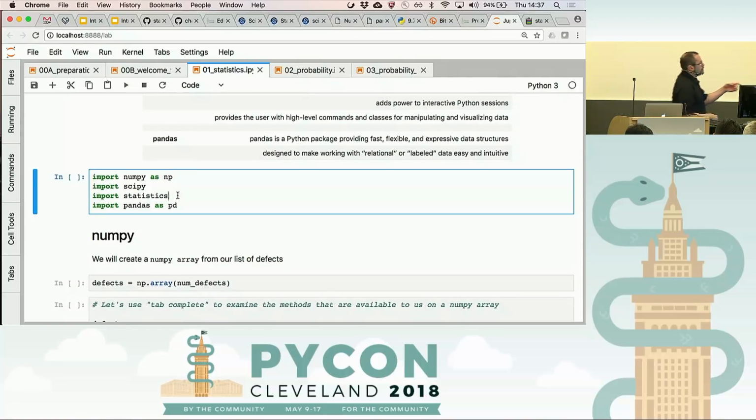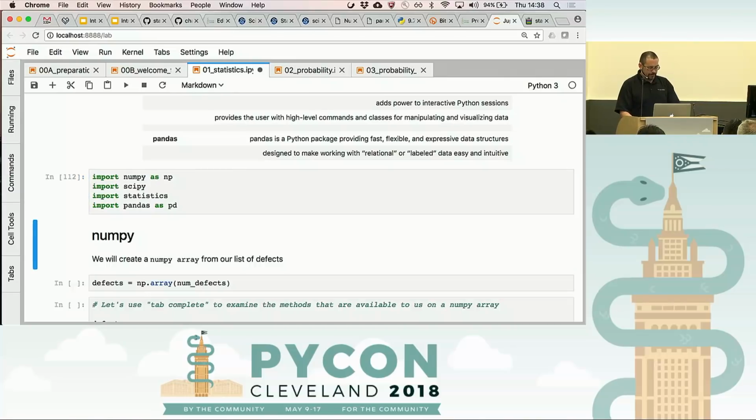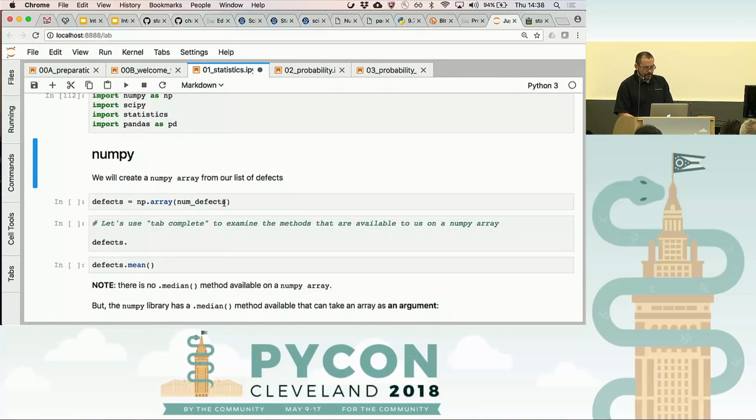For some of these libraries, it's fairly common to import them with an alias, like import NumPy as NP. It makes it easier to type some of the commands you might want to use later. All right. I'm going to start off by creating a simple NumPy array. And we're going to use my defects batch file.